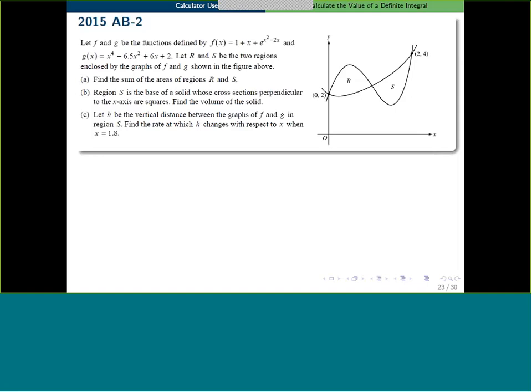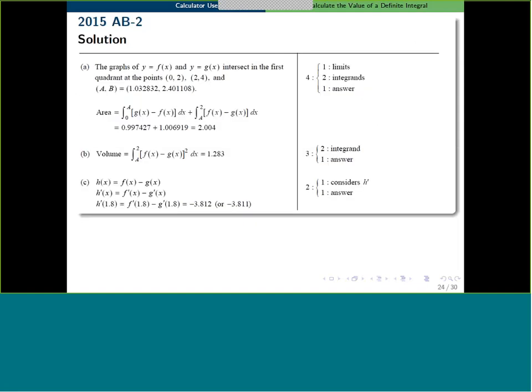We have these two functions, f and g. They define two regions, R and S, and in part A, we want the sum of those two regions. In part B, we have a volume of a solid that we're interested in. We want the students to find that volume. And even in part C, we want the students to consider the vertical distance between those two graphs and find the rate at which h changes with respect to x at a specific point, 1.8.